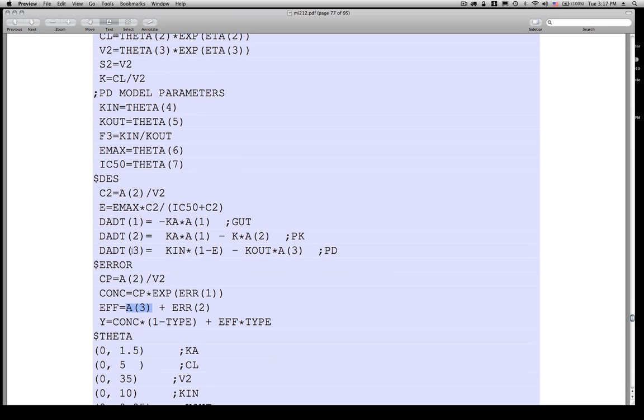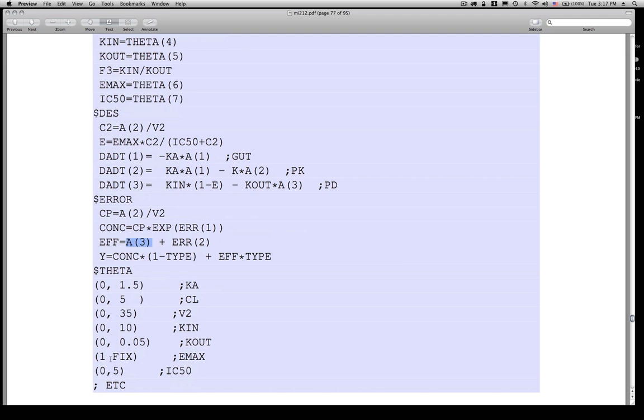One of the keys here, though, is in the initial estimates. I left that in here. We're fixing Emax equal to 1. So we're assuming this drug can exhibit 100% inhibition of Kin. If you don't fix Emax to 1, you certainly have to bound it at an upper end of 1 and a lower end of 0, because you can only inhibit 100% of that rate. So this is equivalent to that first model we talked about, the inhibition of Kin.